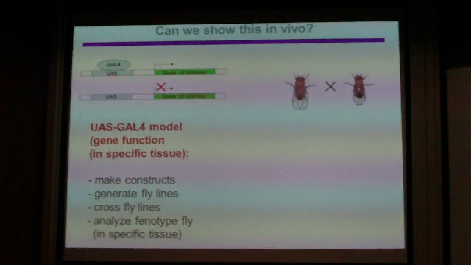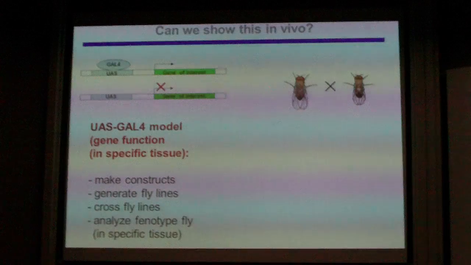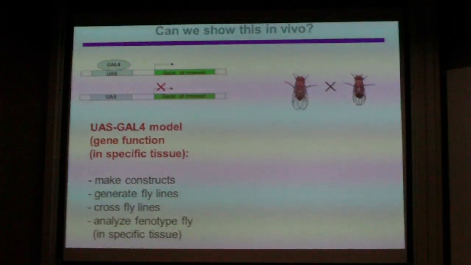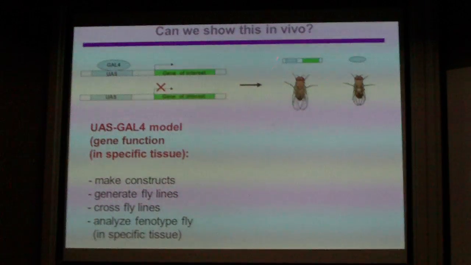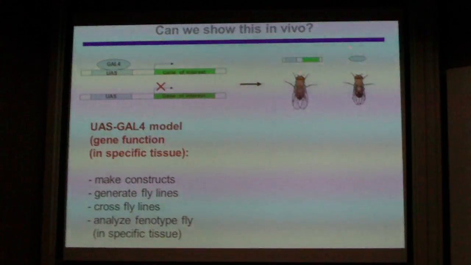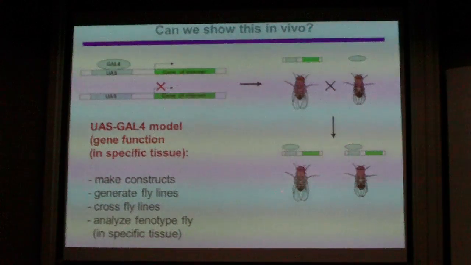This UAS sequence can be bound by Gal4. Only in this case we don't split it up into parts. We just have one transcription factor binding. If this Gal4 is binding, then you have expression of your gene of interest. However, if there is no Gal4 present, then your gene of interest is silent. And if we have two flies, one expressing the construct and one expressing the Gal4, and we cross those flies, we will end up with flies which express both construct and Gal4.